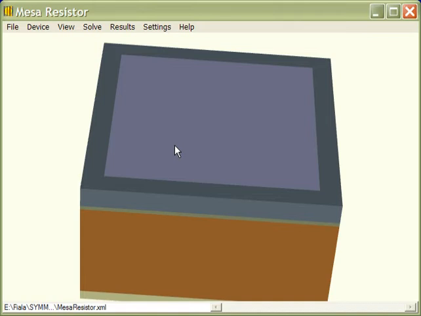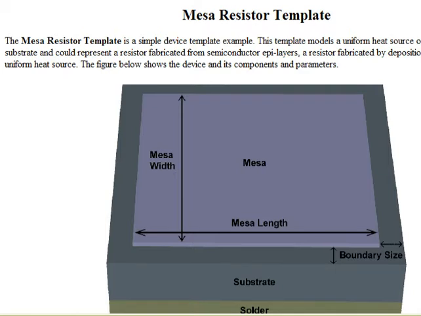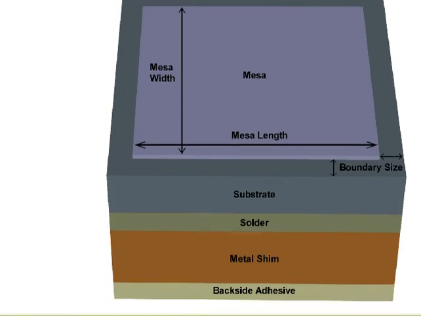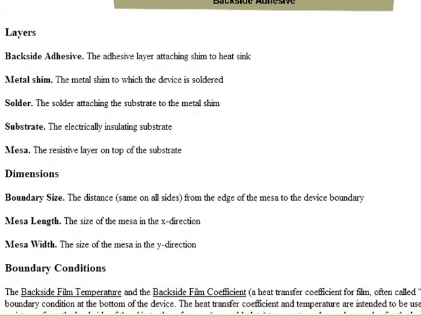The aspects of this information that the user can modify are described in a help file, which can be viewed by selecting Device Template from the Help menu. The help file shows the geometrical parameters, the dimensions that can be modified. It shows the names of the components, in this case, for example, the components in the stack up, and gives a description of these.